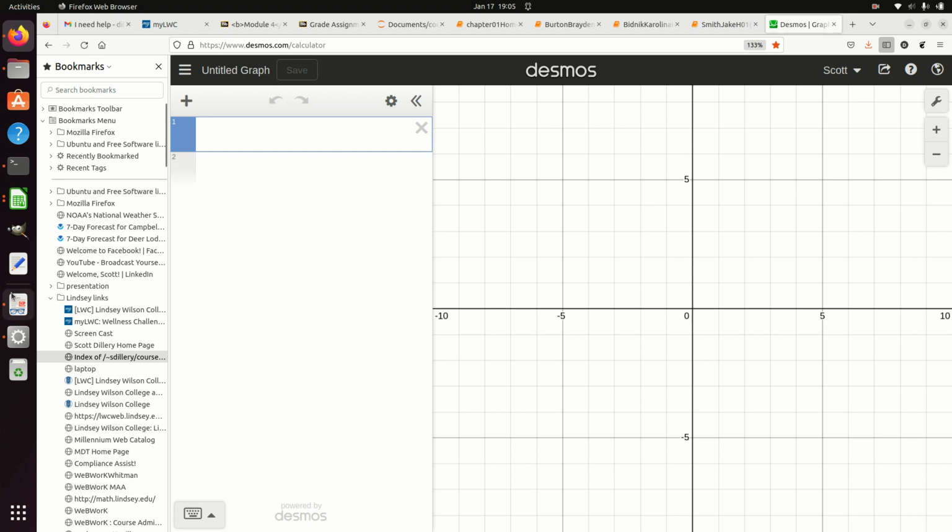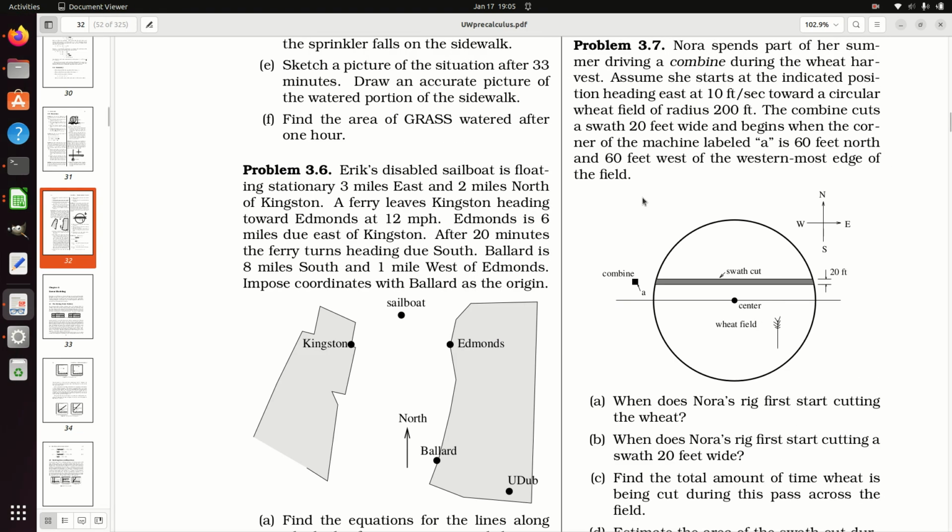I was asked to look at problem 3.7, and let me see if I can get us started on that. I think actually plotting things in decimals might be a good way to look at it. I could draw all this stuff using my notepad thing, but it might be nice to see the coordinates and see things laid out that way.